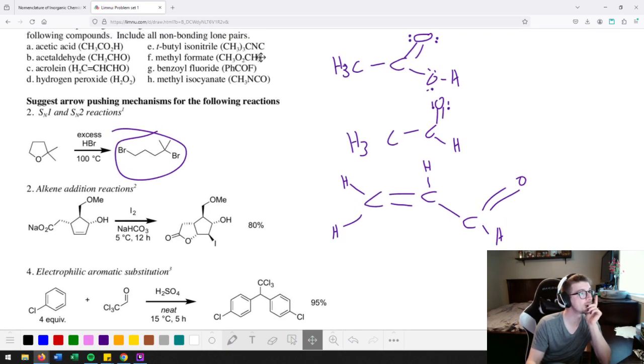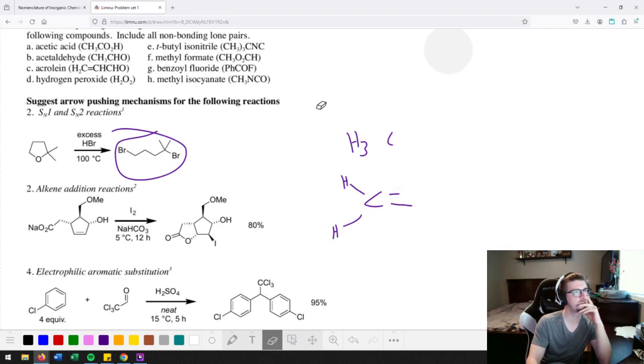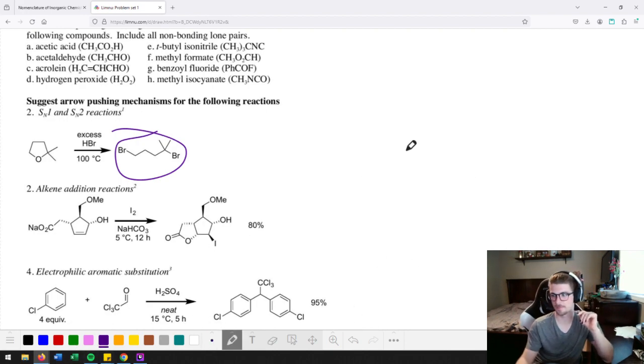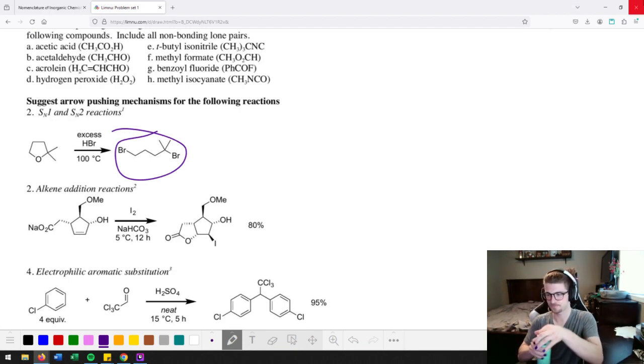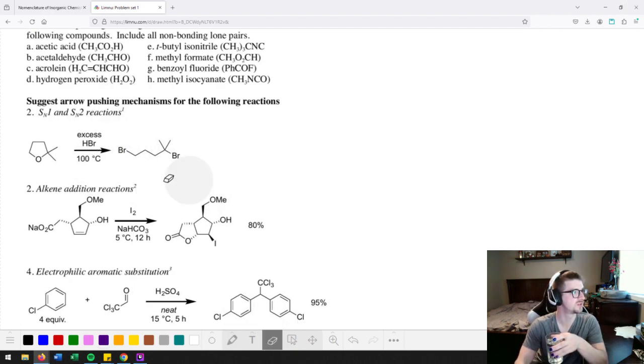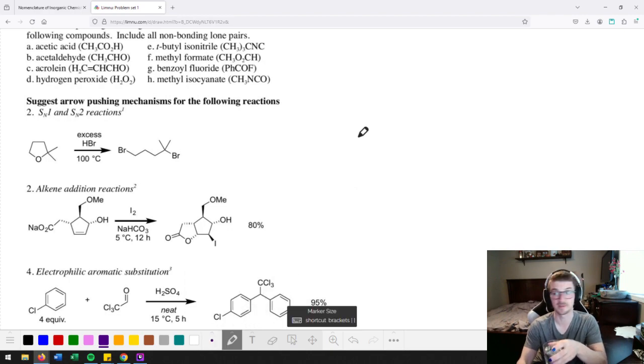Is there anything? T-butyl isonitrile. I think I'm just going to take these off. Okay. All right. Okay. So I'm going to get talking now about these SN1 and SN2 reactions, because I think that is going to be the interesting bit for today.